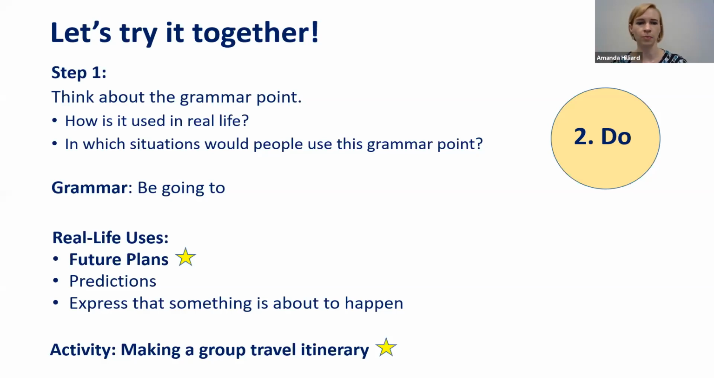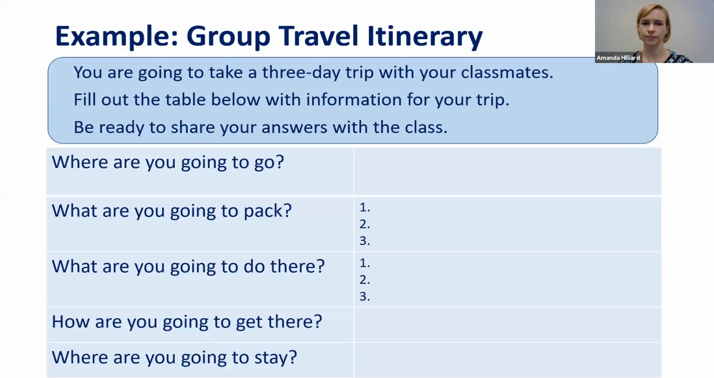So here I chose future plans, and then I need to create an activity that's going to use this grammar point. So I decided making a group travel itinerary. So in groups, students will plan a trip. Let's see what that might look like. So here I put the students in groups, maybe of 3 or 4. I tell them they're going to take a 3-day trip, and they're going to fill out the information for their trip and be ready to share their answers with the class.